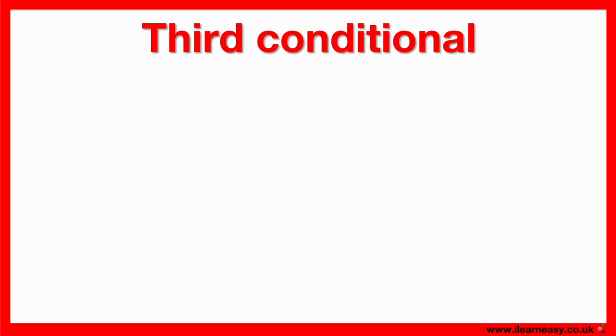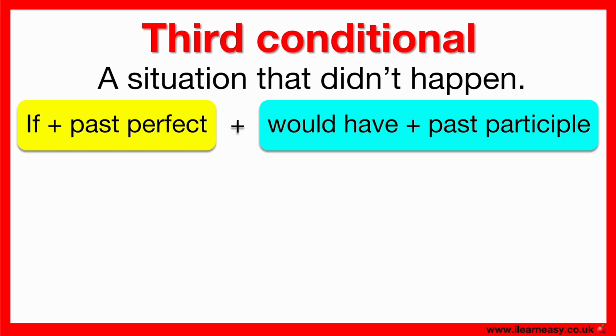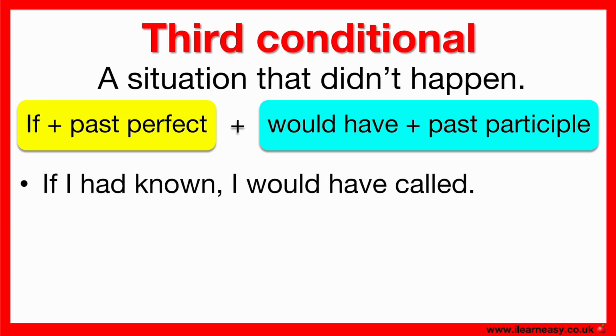Third conditional. This conditional refers to a situation that didn't happen. It can be used to express regret or hindsight. The structure is if plus the past perfect for the condition, and for the main clause the structure is would have plus the past participle. For example, if I had known, I would have called. This situation didn't happen, but looking back, if I had known, then I would have called.